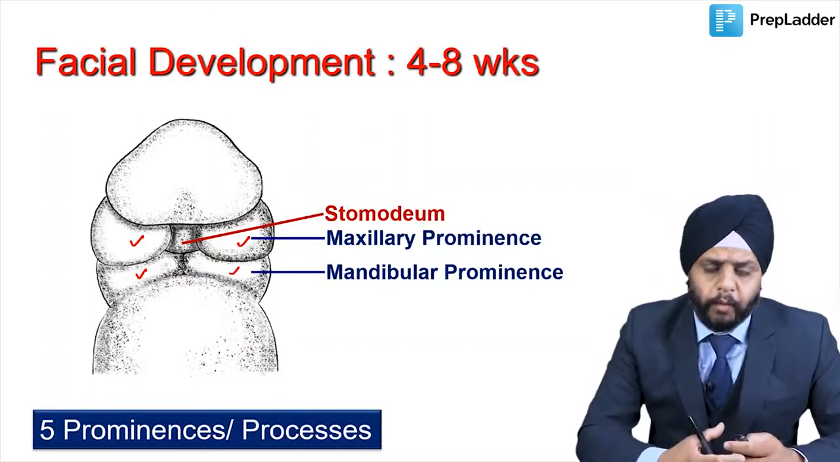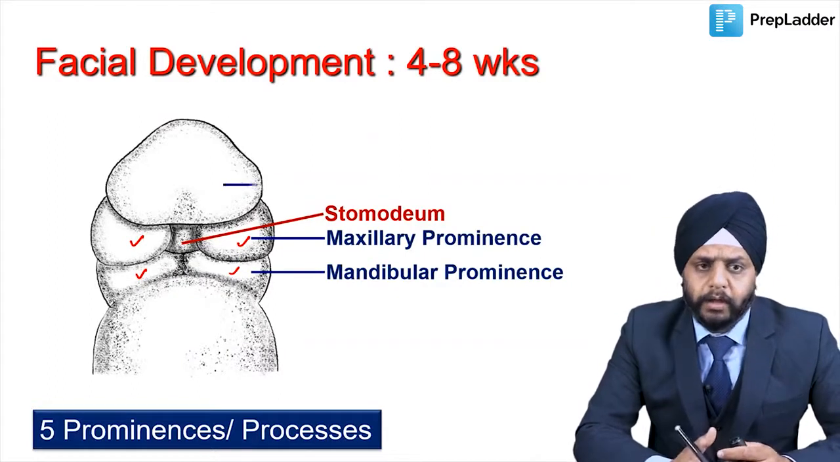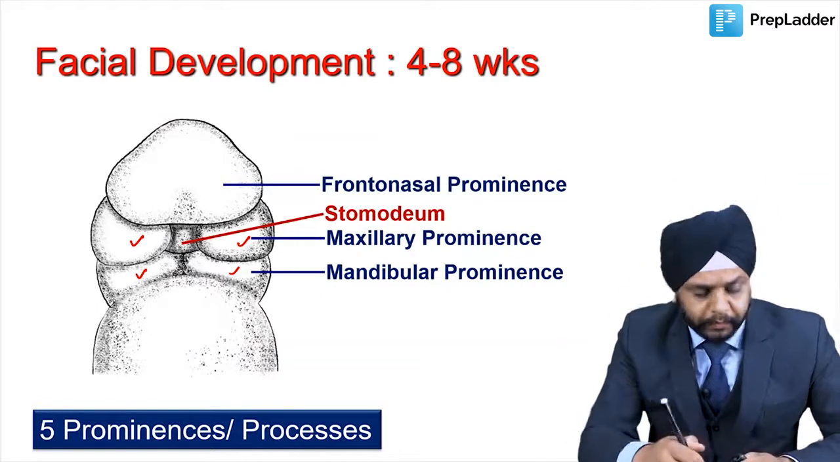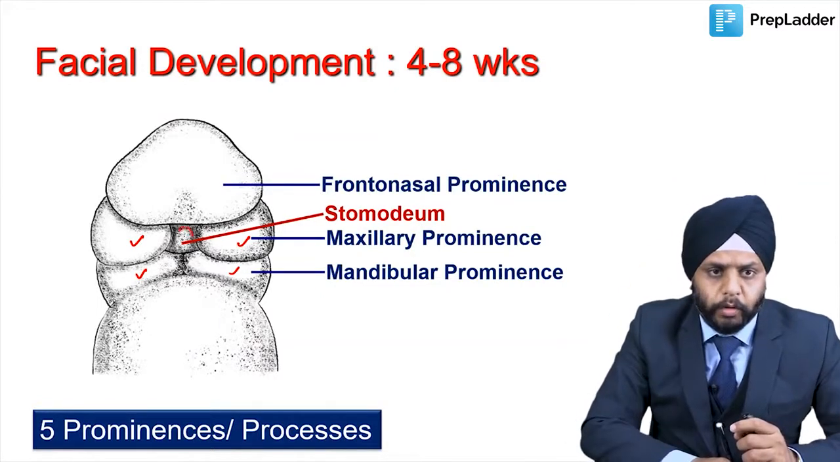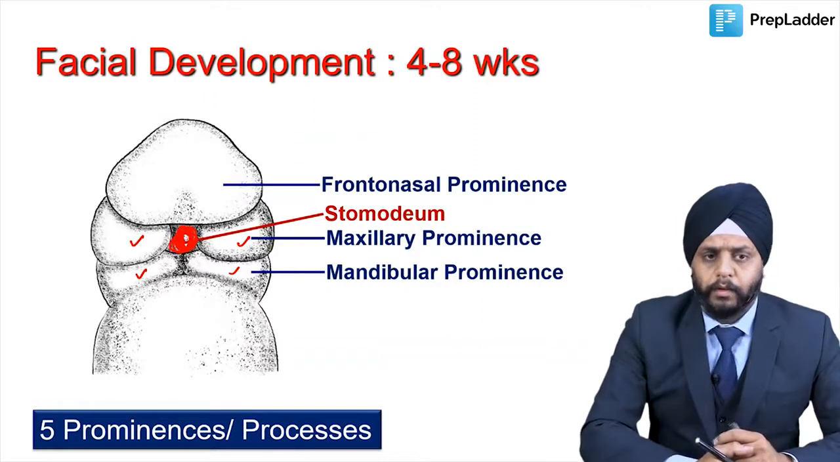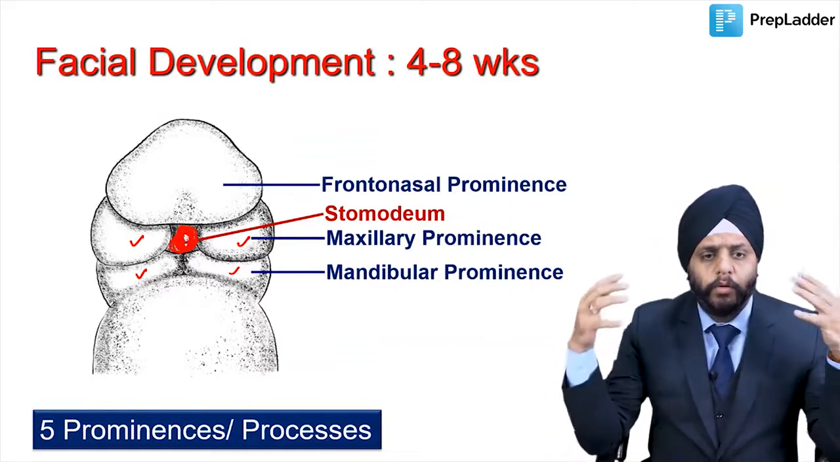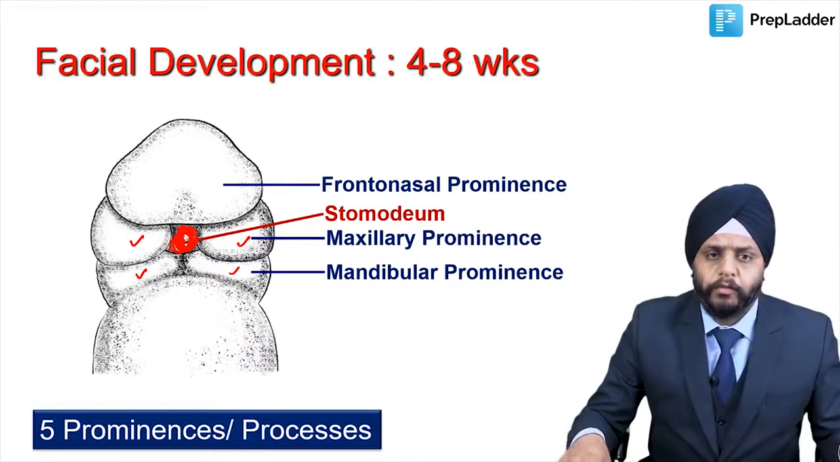The 5th prominence for the face development is the frontonasal prominence, which comes from above. So you can see the primitive mouth over here, and around these are the 5 prominences which have developed, and these 5 prominences, they will grow from all the sides to form the face.